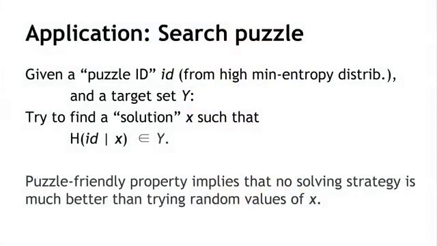To be more specific, the idea is that if we're given a puzzle ID, which is chosen from some high min-entropy distribution, that is some very spread out probability distribution, and we're given a target set Y, which someone wants to make the hash function fall into, then we want to try to find a solution X, so that if we hash the puzzle ID together with the solution X, we get a result that's in the set Y. So the idea is Y is a target range or set of hash results that we want, the ID specifies a particular puzzle, and X is a solution to the puzzle.